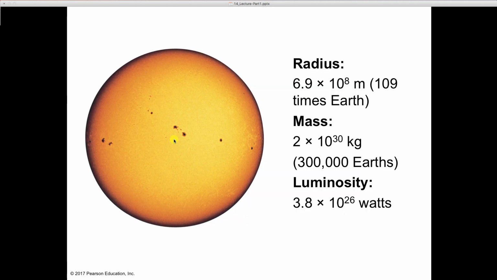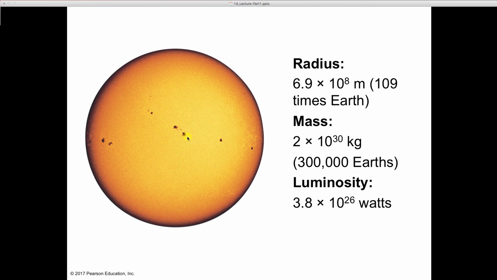So general properties: the sun has a radius of about 7 times 10 to the 8 meters. It's about 109 times the Earth's radius. So you can put about 109 Earths across the diameter of the sun. That's a lot. One Earth can fit inside of one of these sunspots.